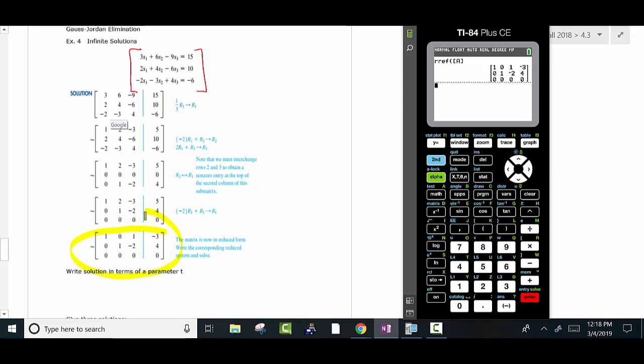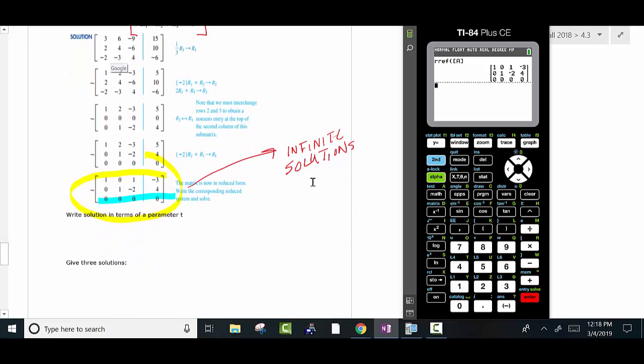Now what I'm going to show you next is something that's new. Anytime you get a row of zeros, this is important to write down, that means that you have infinite solutions. Anytime that happens on your calculator, you get infinite solutions, but I don't want you to write the answer that way. We're going to learn how to do what we call a parameter. Let me show you how this goes. Is everybody okay with the calculator so far? Okay, that's important.